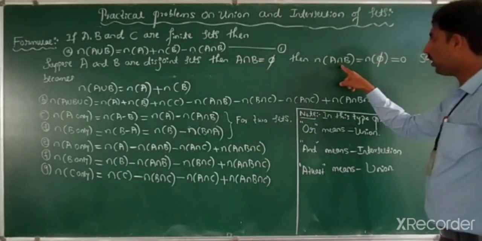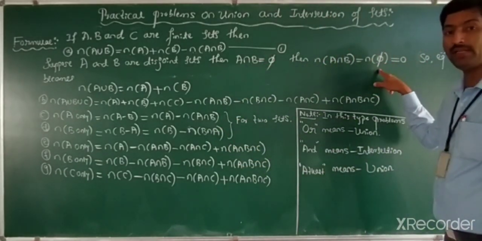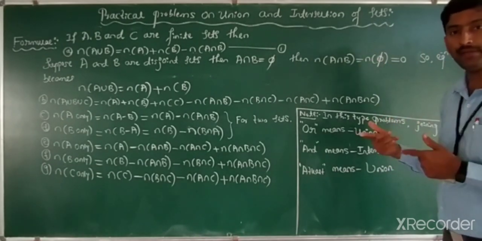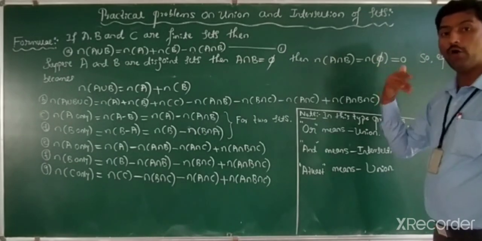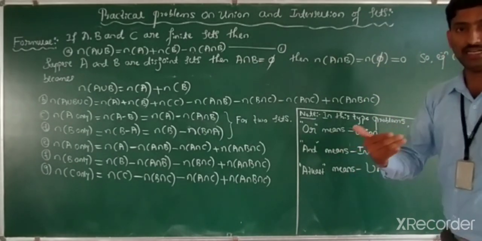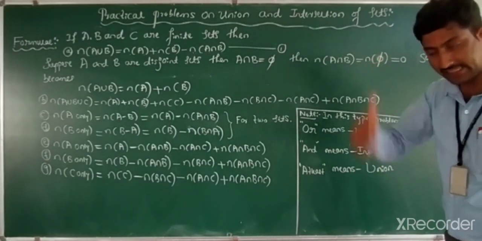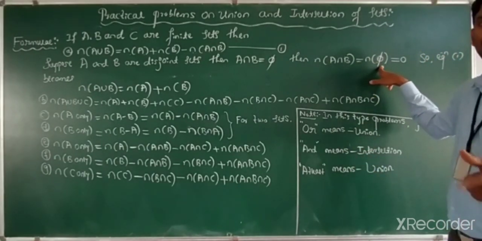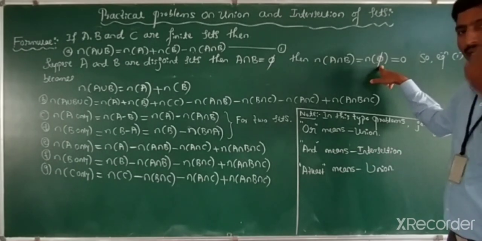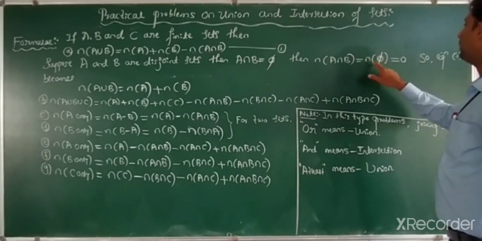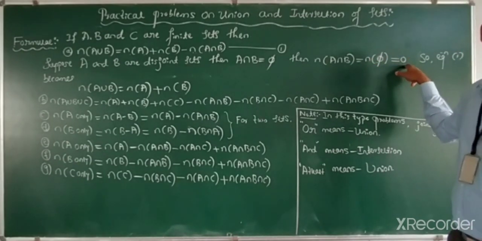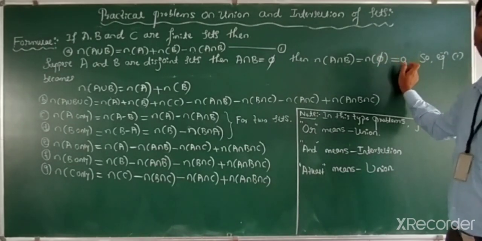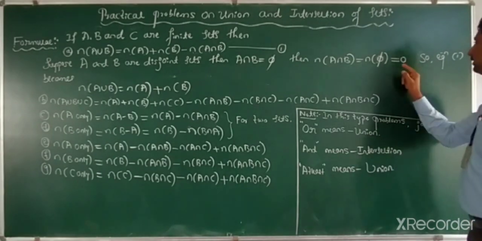Then n of A intersection B is equal to n of the empty set. What is the value of n of empty? n of empty means how many elements are present in the given set? That set is exactly the empty set. In an empty set, there will be no element. Therefore, n of empty is equal to 0. There is no element, so we take 0.